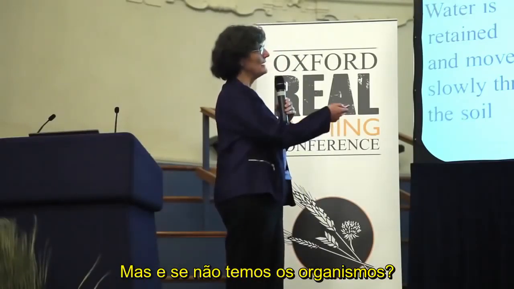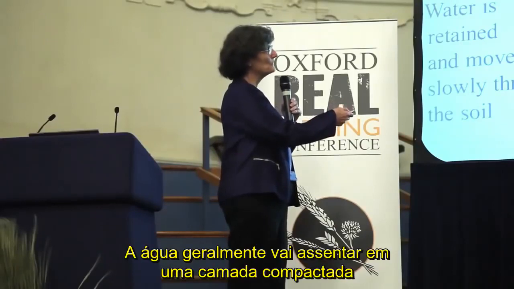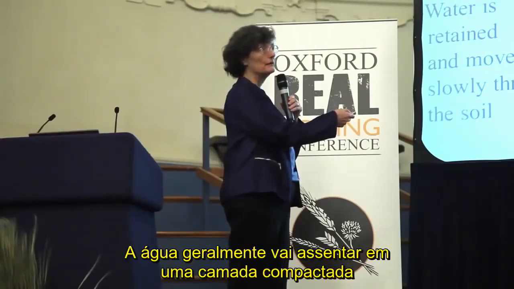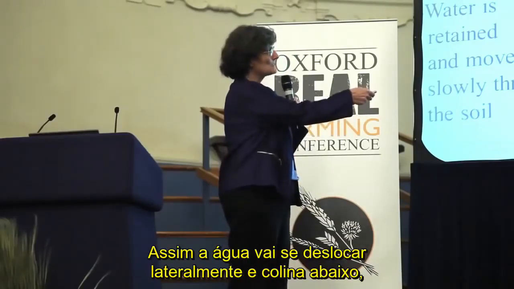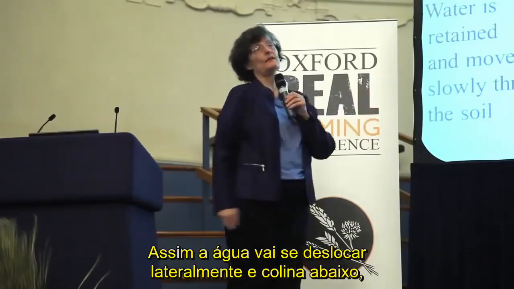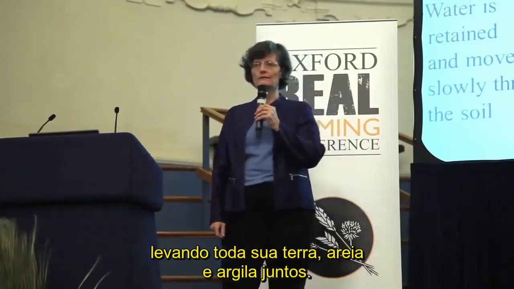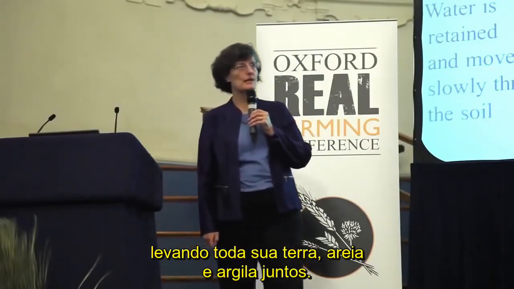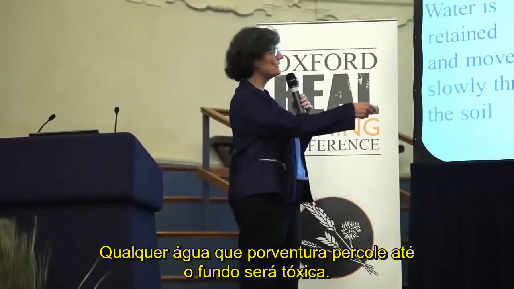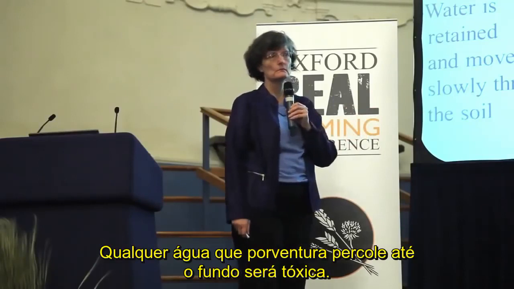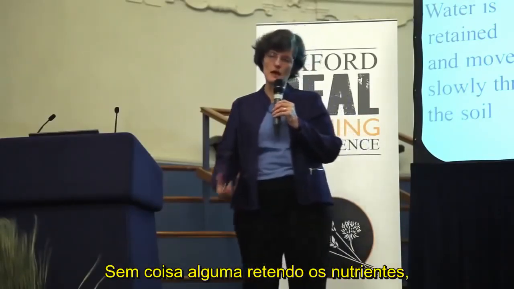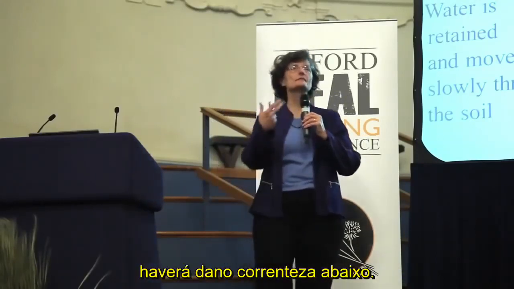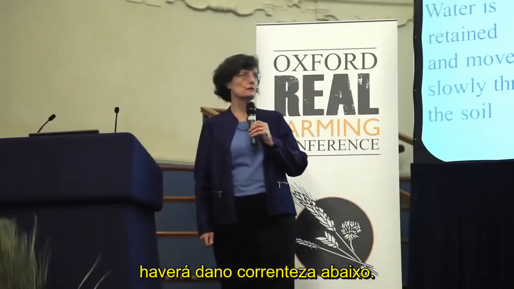But what if we don't have the organisms? That water moving through that soil, well, typically it's going to hang up somewhere at a compaction layer because there's nothing building structure. And so that water hangs up, and then it's going to go sideways down the hill, taking all of your dirt with it. Your sand, your silts, your clays. If any water comes out of the bottom, it's going to be toxic. Nothing to take up those nutrients, nothing to retain. It's going to cause damage to everything downstream.